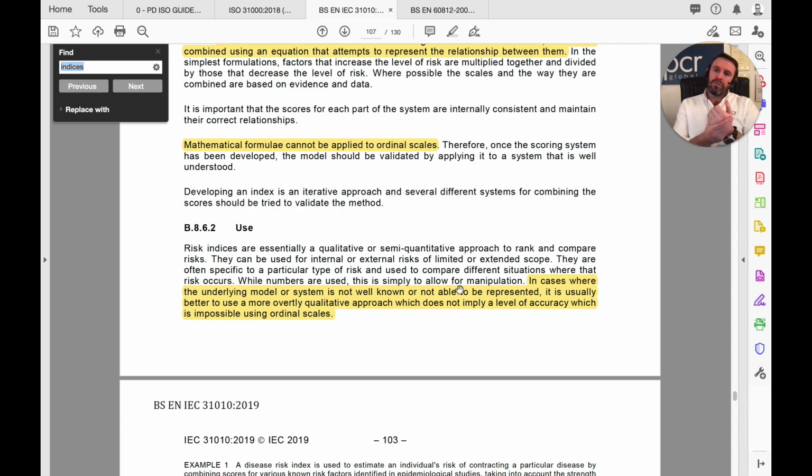If we also think of the other issues like centering bias, a lot of people don't want to go to the top end or the bottom end. They want to sit there in the middle. That then can also lead to, if we think about group think, where the strongest person in the group is saying something and then everybody else is just following him. In cases where the underlying model or system is not well known or not able to be represented, it is usually better to use a more overtly qualitative approach, which does not imply a level of accuracy which is impossible using ordinal scales. So it's important.